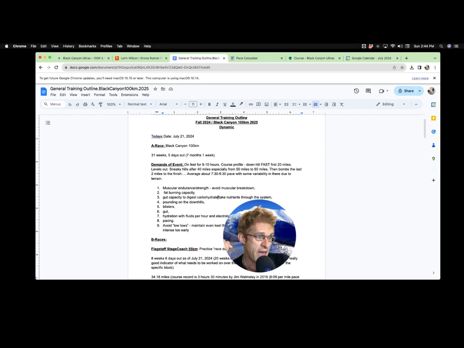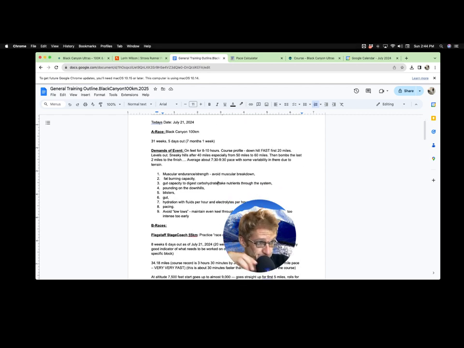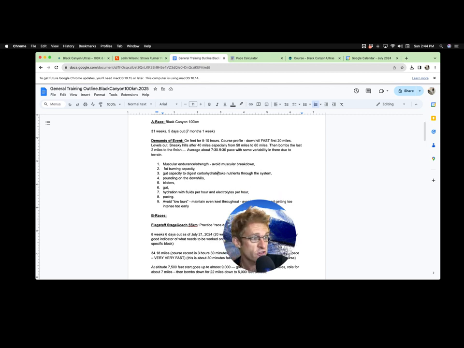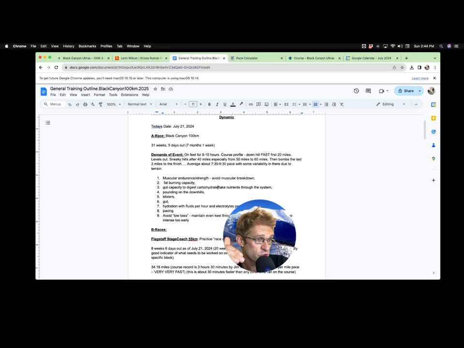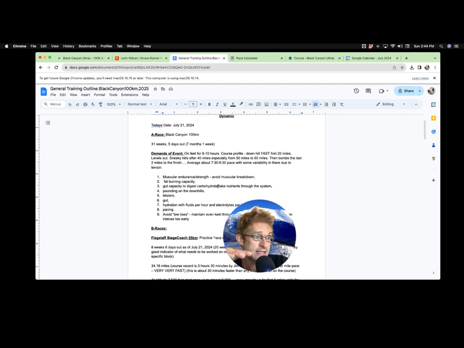And going back to this, the A race, Black Canyon, demands of the event: on feet for 8 to 10 hours. Course profile, it's going to be downhill fast for the first 20 miles. It levels out, and then sneaky hills after 40 miles, especially from miles 50 to 60. The downhill running demand is you don't want to blow out your quads and your ankles on the downhills. It's easy to get very excited with the adrenaline of race day and to overcook it early and then not have anything in the last 10 miles. And so that last 10 to 12 miles is really going to be the entire race.